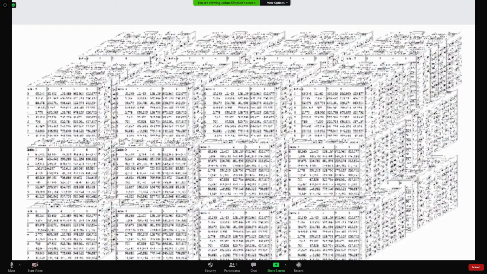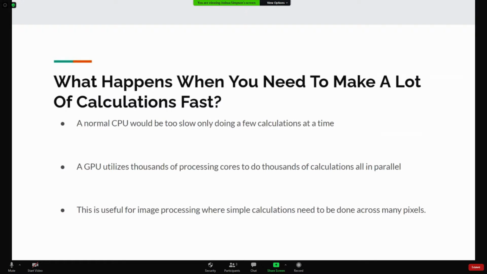But now imagine if you could process y equals ax plus b on multiple different blocks at the same time in parallel. This would allow you to really speed things up and get this job done a lot faster. And that's kind of the idea behind what a GPU is. So it's utilizing a lot of different cores to do thousands of calculations all in parallel at the same time. And this is really useful for image processing where you're trying to do calculations on all the different pixels on your screen.